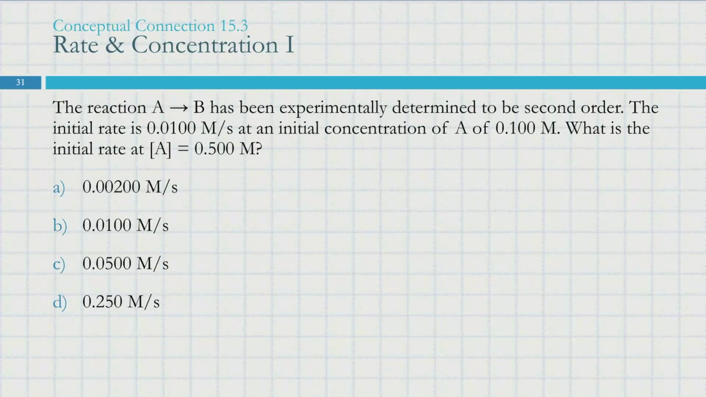Okay, picking up where we left off last time, we were getting into kinetics and rates and other fun stuff like that. We learned a generic rate for chemical equations, and we can answer questions like this. The reaction A to B has been experimentally determined to be second order. The initial rate is given with an initial concentration of A equals 0.100 molar. What is the initial rate at this other concentration?